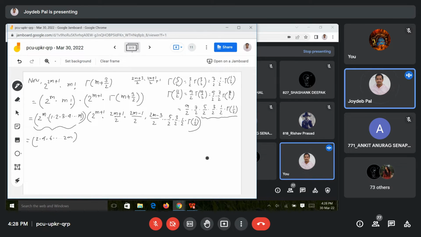Okay. And this second term also, there are 2 to the power m plus 1 terms. So m plus 1 number of 2's. And here, how many terms are there?